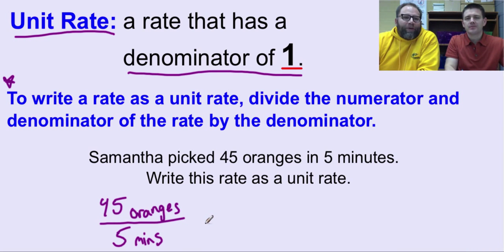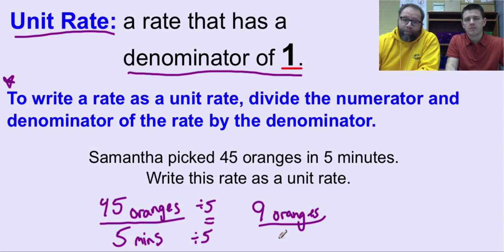So in our example here, we have Samantha, and she picked 45 oranges in 5 minutes. If we write that as a rate first, we have 45 oranges over 5 minutes. Our numerator is 45 oranges. Our denominator is 5 minutes. And then to find it as a unit rate, we would divide 45 divided by 5, 5 divided by 5, giving us 9 oranges per minute, or 9 oranges over 1 minute. And then we know that for every minute, she picked 9 oranges.